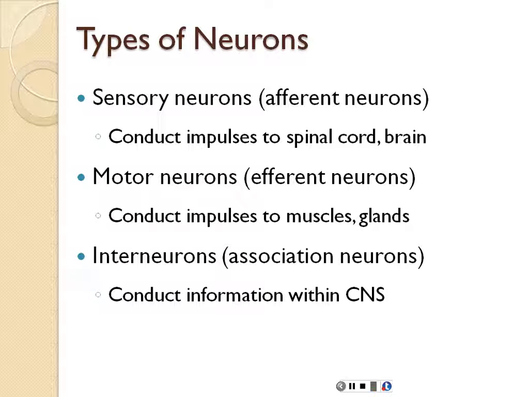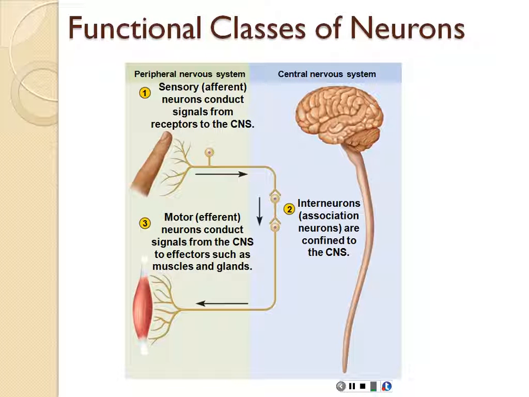A motor neuron transmits a signal from the CNS to the effector. So we're just saying the same thing as those divisions, sensory division, motor division. The sensory division has sensory neurons. The motor division has motor neurons. And then interneurons. The thing to know about interneurons is that these are the neurons that are going to stay within the CNS.